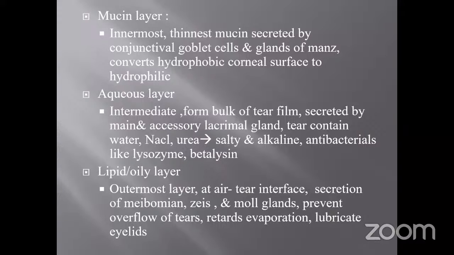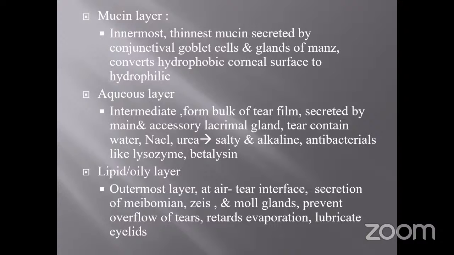Aqueous layer is actually the intermediate layer. It forms bulk of tear film. It is secreted by main and accessory lacrimal gland. And the constituency of tear film is mainly water, sodium chloride, urea. And also we have antibacterials like lysozyme and beta-lysin.